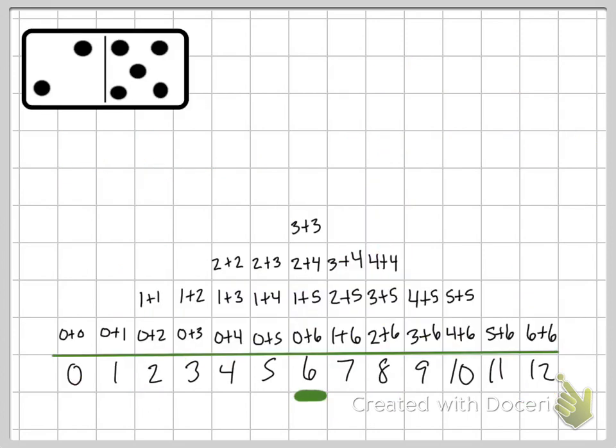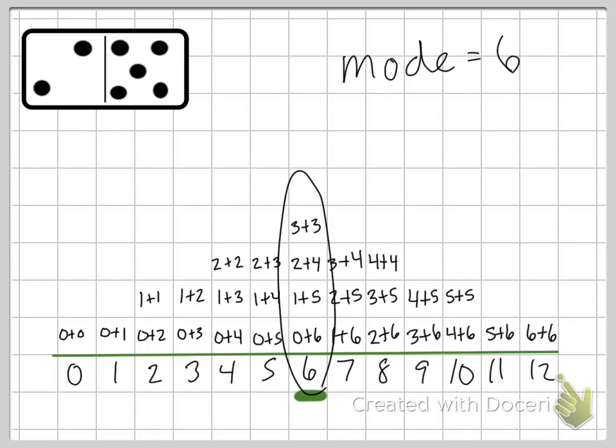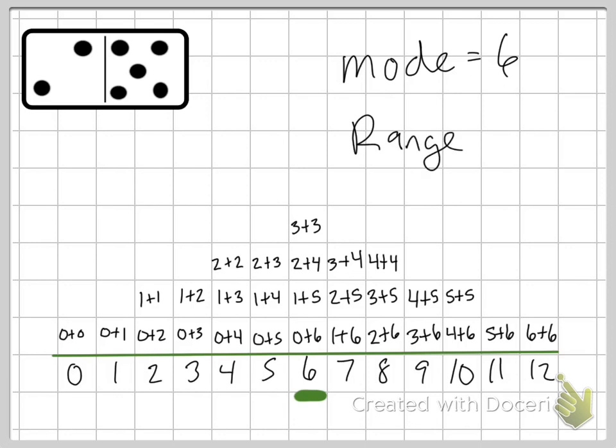On this graph, our numbers went from 0 to 12. So, what is the mode of this graph? Well, the mode, again, is the number most repeated. So that's going to be 6, because my graph is the tallest for the number 6. And then the range is going to be the biggest number, which is 12, minus my smallest number, which is 0. So the range is going to be 12 minus 0, which equals 12.